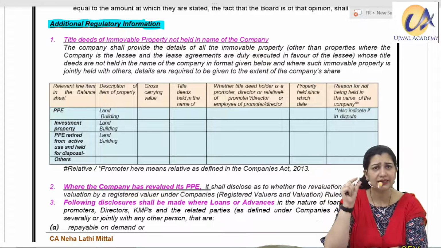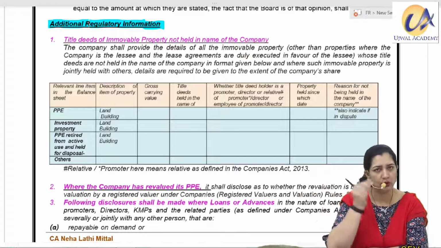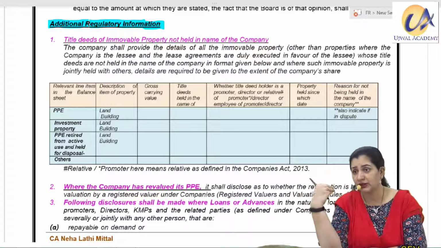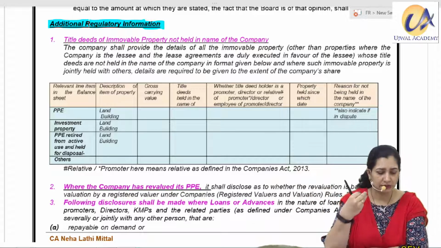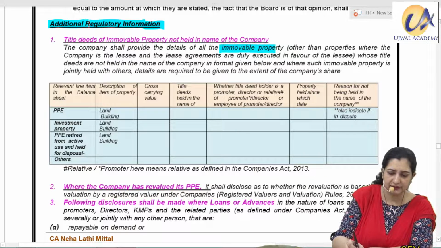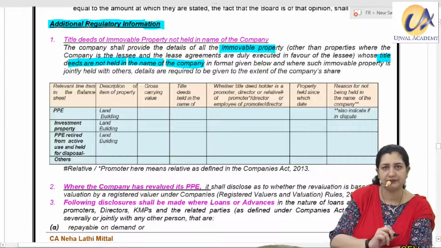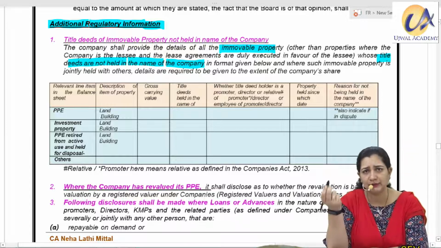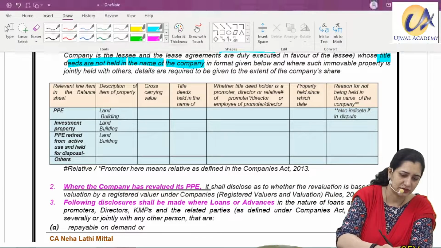First one, title deeds of property. Whenever we have property, land or building, it should be in the name of the company, logically. But if it is not in the name of the company, then we need to disclose it here. So if there's any immovable property whose title deeds are not held in the name of the company, then we need to disclose. But there is an exception here. Exception is given in bracket. What is the exception? Can you see?